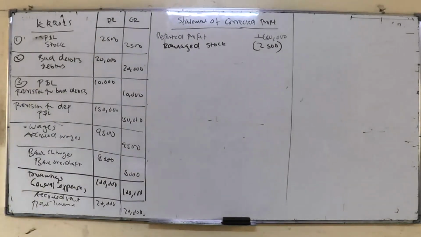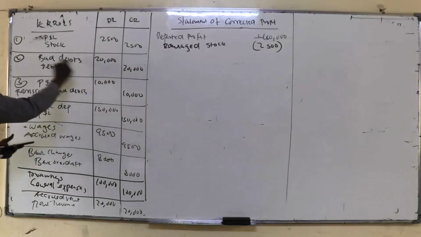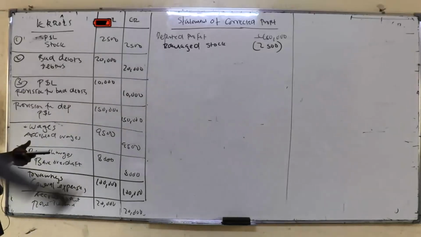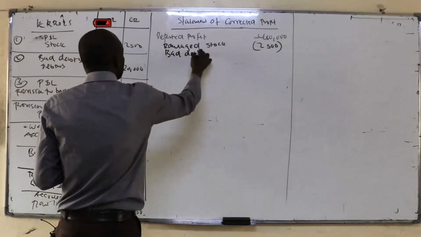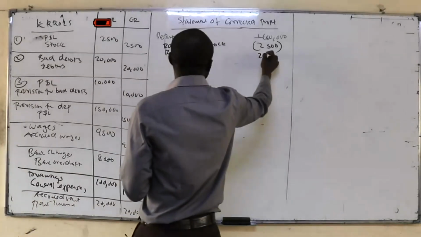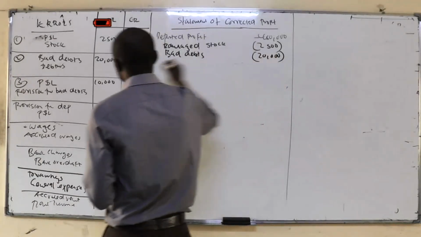There was bad debts. While preparing that statement, this one had not yet been discovered. So bad debts, we're supposed to do what? Debit profit and loss account. It's an expense. It's already on the debit side. So right here, bad debts. How much? 20,000, you deduct. It should be deducted.